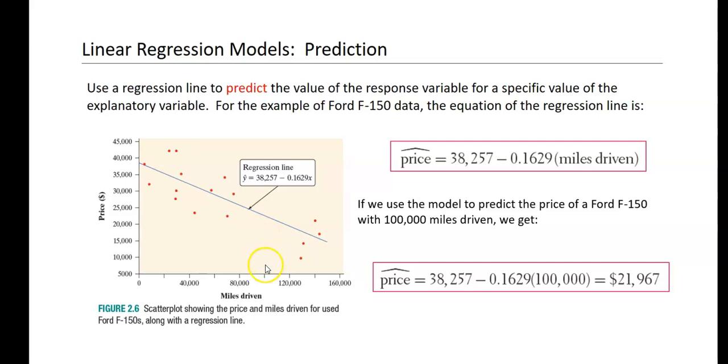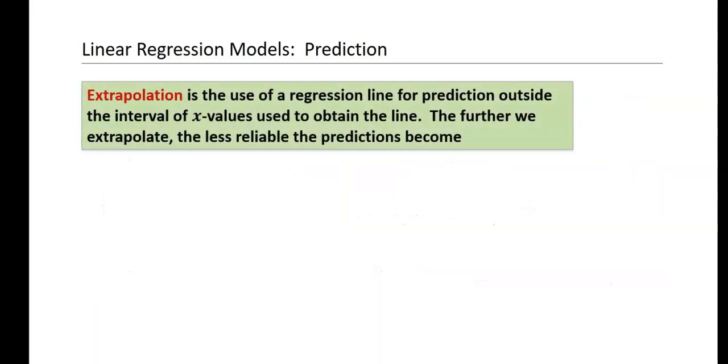A common mistake I see in this section: sometimes students will only try to use the graph to predict this. You could look up 100,000 on the graph and say it's maybe between 20 and 25,000, but it's hard to get an exact value there. If they give you the equation, always plug into the equation. Only use the graph if that's all you have. If you don't have the equation, I would use the graph.